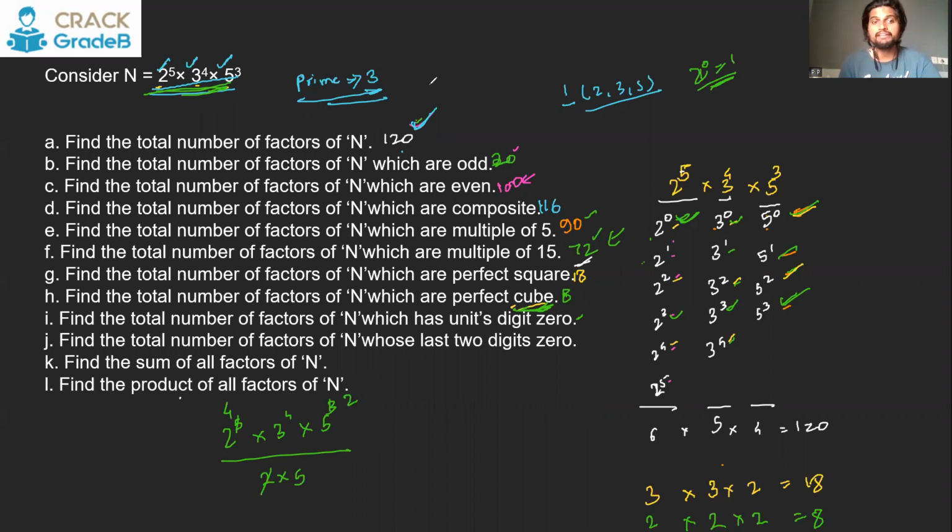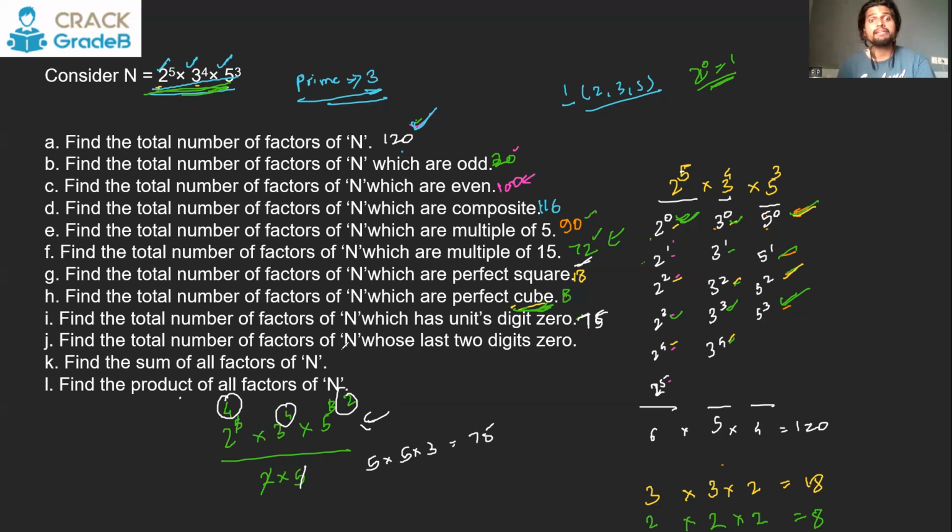And find the number of factors. So this 4 becomes 5, this 4 becomes 5, and this 2 becomes 3. So 5 into 5 into 3, that is 75 factors of this number after cutting down the 10 from it. That means the factors which are multiples of 10 are 75.